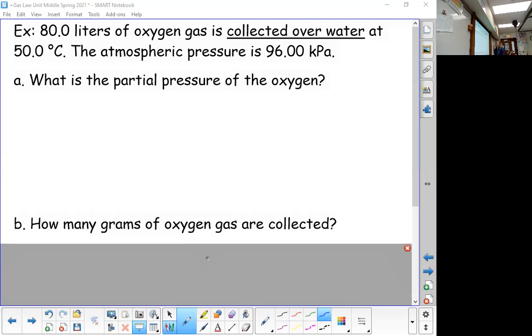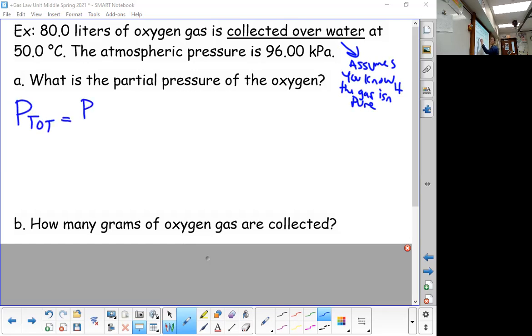And then ultimately, we're going to figure out how many grams of oxygen gas can be collected if you collect the gas over water. So if you collect a gas over water, it assumes you know that the gas is not pure. It won't tell you that, but that it's a mixture. Okay, and so the total pressure in that tube that you'd be collecting the gas, this one would have oxygen gas and it would have water.